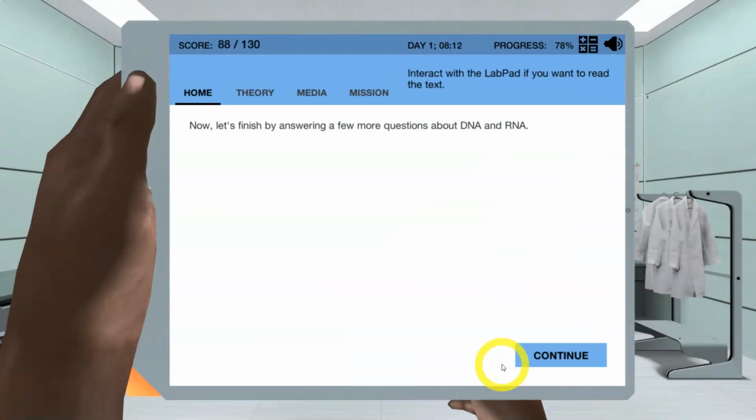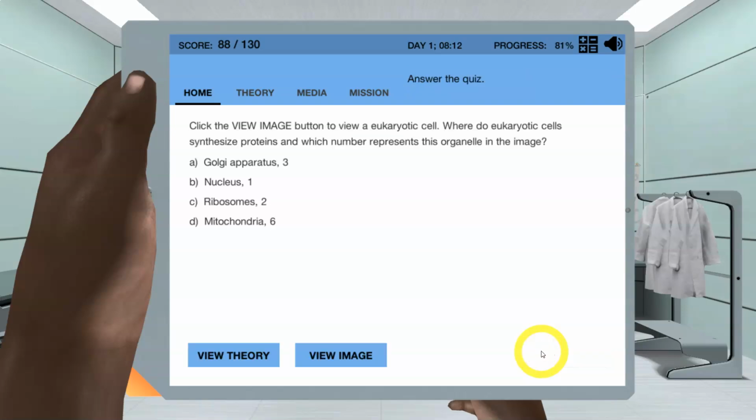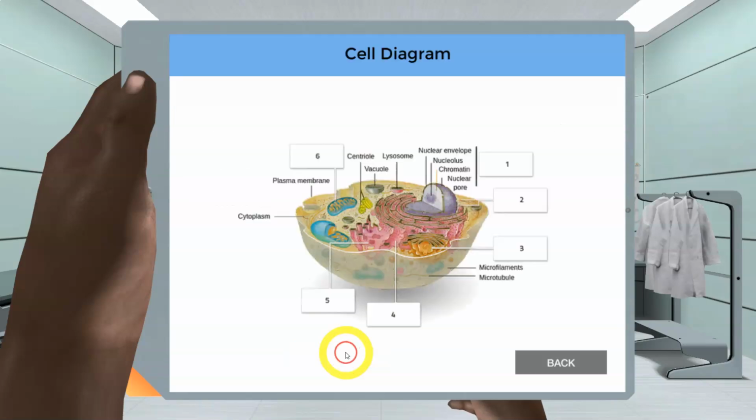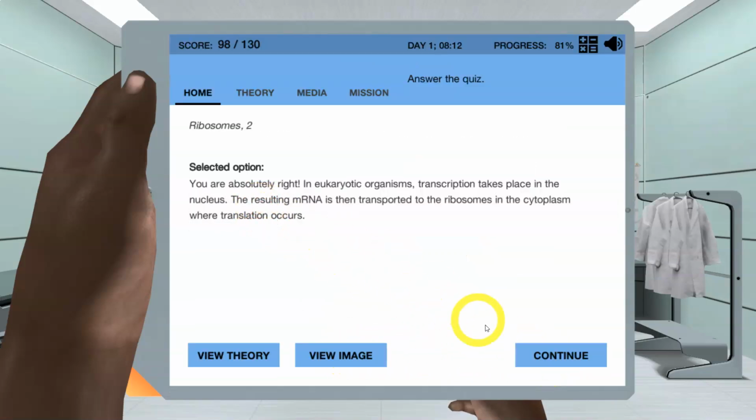Now, let's finish by answering a few more questions about DNA and RNA. Click the View Image button to view a eukaryotic cell. Where do eukaryotic cells synthesize proteins and which number represents this organelle in the image? In eukaryotic organisms, transcription takes place in the nucleus. The resulting mRNA is then transported to the ribosomes in the cytoplasm where translation occurs.